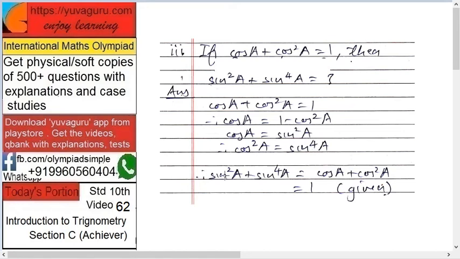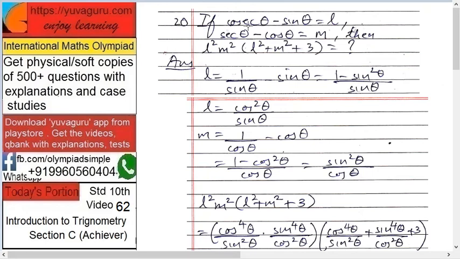Sin square a, look at what's given in the question. Sin square a plus sin raised to 4a equals to, now what is sin square a? We have just got it, cos a. So cos a plus sin raised to 4a, cos square a, right? But what is cos a plus cos square a? It's given that it's 1. Therefore sin square a plus sin raised to 4a equals 1. That's what the answer is.